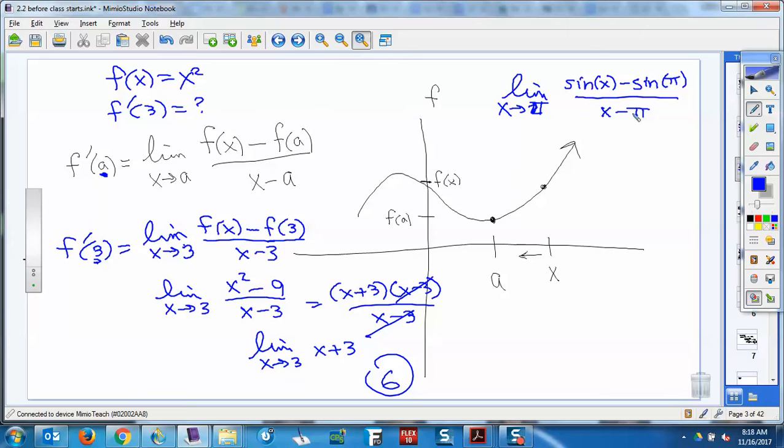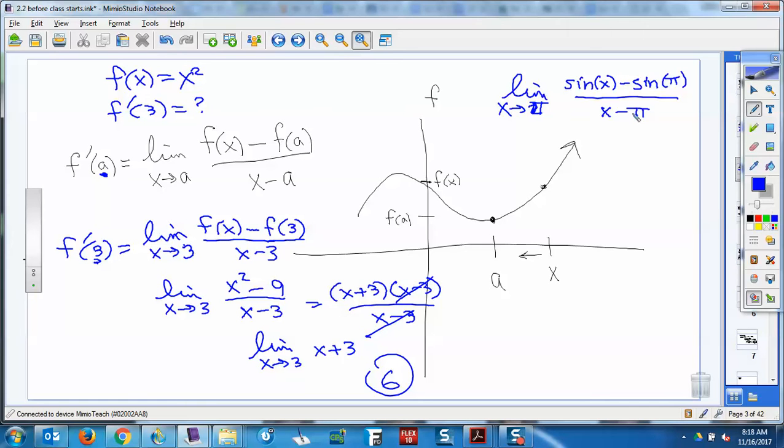What's setting right there? What's setting right there in that one over there? Sine x. So what this problem really is, is the derivative of sine at pi. Well, what's the derivative of sine? We already know that. It's what? Cosine.